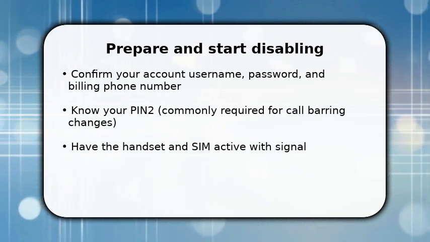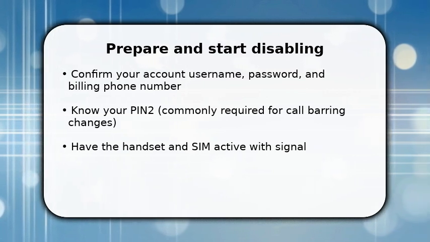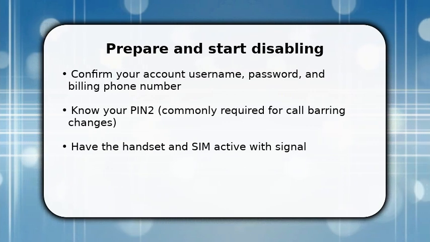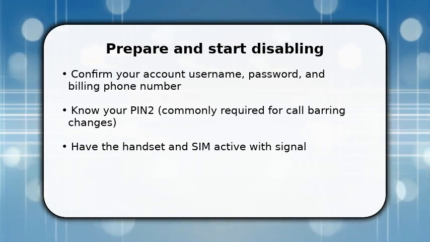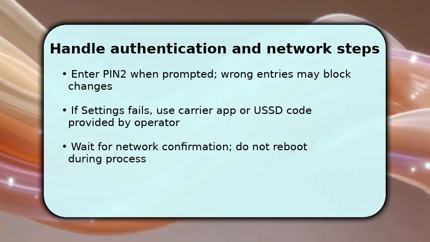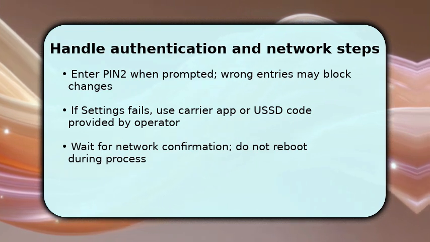The phone will prompt for PIN2. Provide the code. If accepted, the device sends a network request to disable barring. This step begins the network-side removal of the restriction. If the phone asked for PIN2, enter it carefully. 3 wrong attempts can lock PIN2 and require a PUK2 from your carrier.